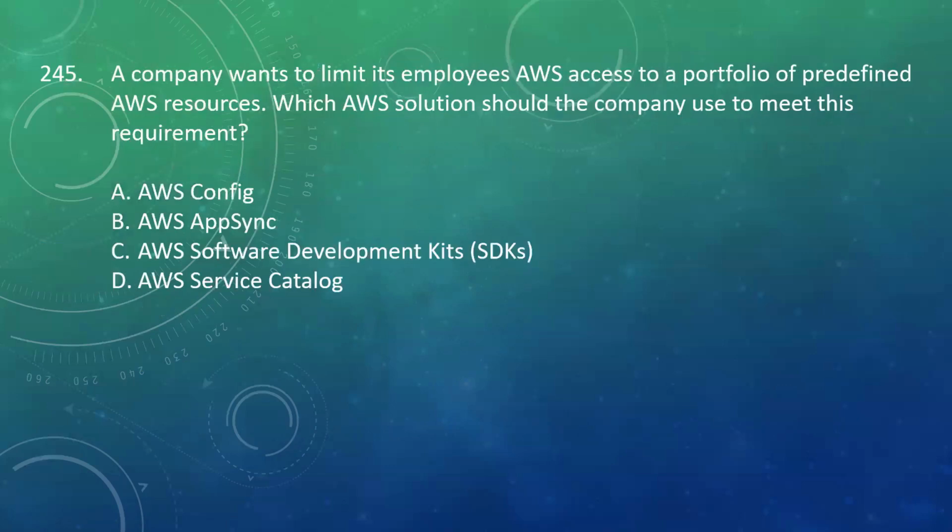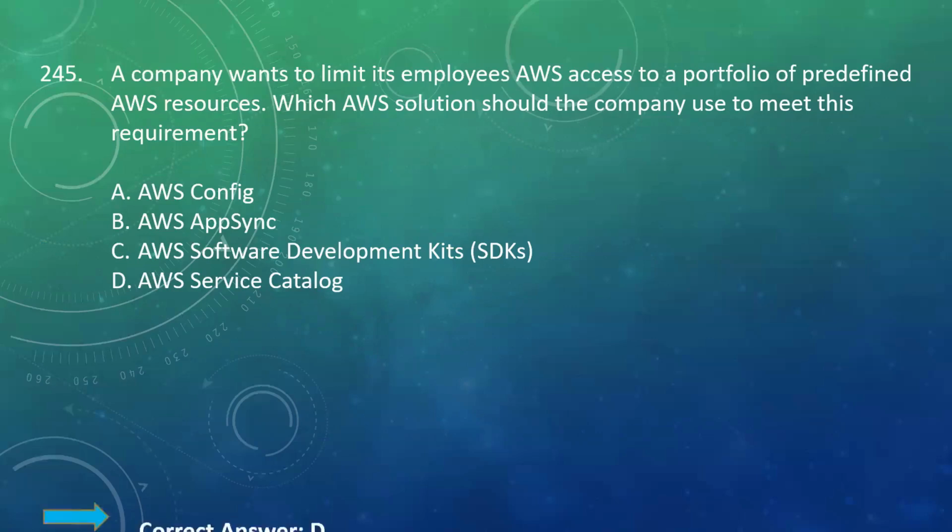Question number 245. A company wants to limit its employees' AWS access to a portfolio of predefined AWS resources. Which AWS solution should the company use to meet this requirement? And options are AWS Config, AWS AppSync, AWS Software Development Kit, which is SDK, and then the last option is AWS Service Catalog.